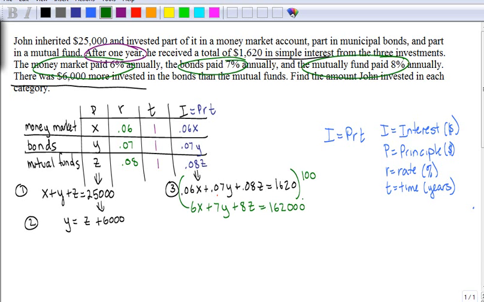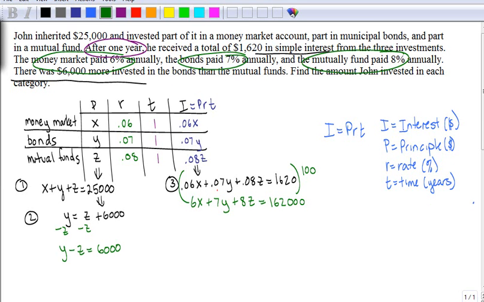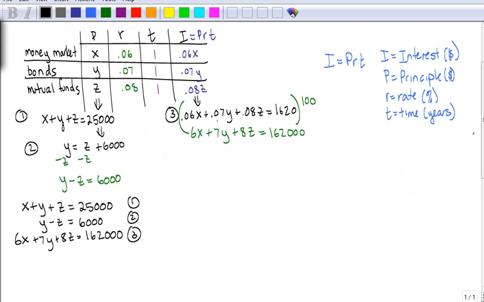The next thing I need to do is align these all three up. The first two look like they're going to align properly, and the first and the third are going to align properly, but that second equation is going to be a bit more challenging. So I'm going to subtract z from both sides and rewrite this with the y first, then a z, then a 6,000. So now rewriting all three equations, we get the following.